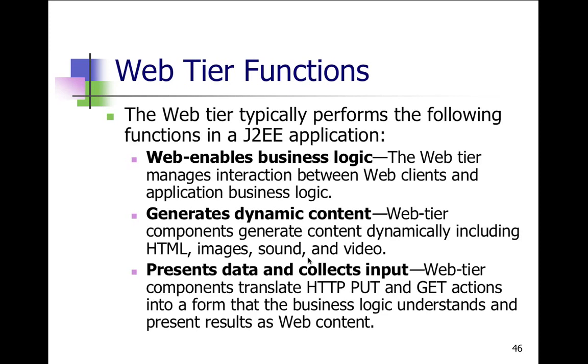Web tier functions. The web tier typically performs the following functions. We have web-enabled business logic: the web tier manages the interaction between the web clients and the application business logic. It generates dynamic content, so in terms of video, HTML, sound, audio, scripts, all sorts of things can run to generate content to give to the client. And it presents data and collects input. It can be used to translate HTTP put and get actions into a form the business logic understands, basically presenting results as web content.